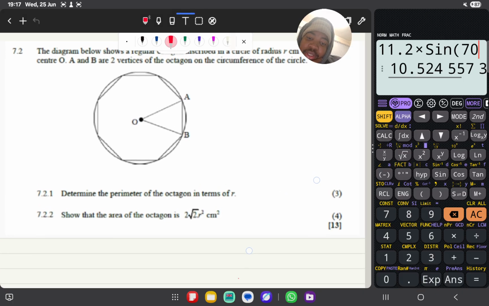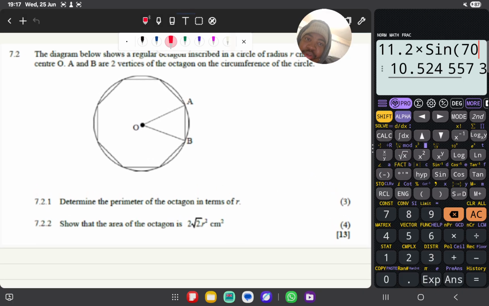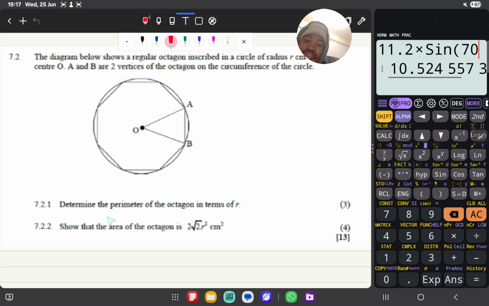For this question, the first part says determine the perimeter of the octagon. This octagon is composed of 8 equal sides, right? And they are saying this is a radius and this is a radius, right? So now when you have this, it becomes, let me try to look at this photo.